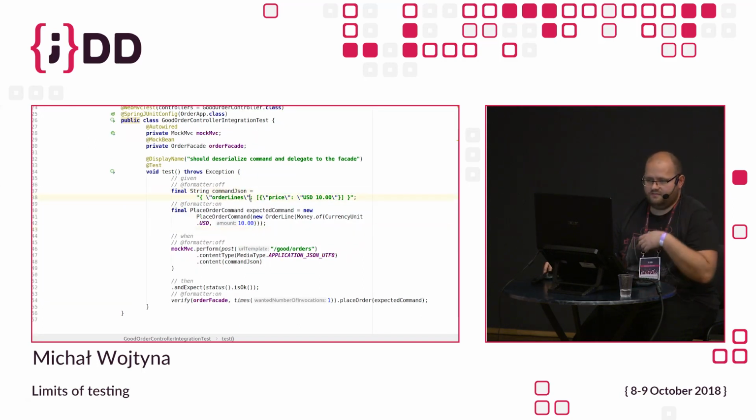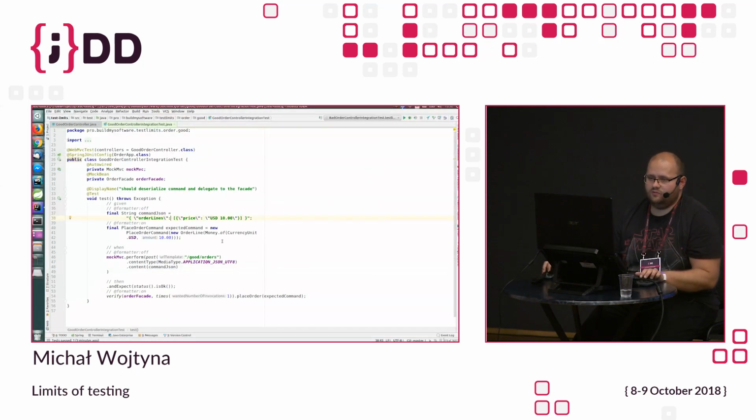If given some JSON with some properties, we just verify if it's deserialized correctly, and then if the order facade is called with the deserialized object. So we just care about deserialization, we just care about having the right routings, we just care about handling HTTP verbs properly, such things. Nothing more, in fact. And that would be enough for a simple controller, because there is no logic here. We can just integration test it. That's basically all about it.